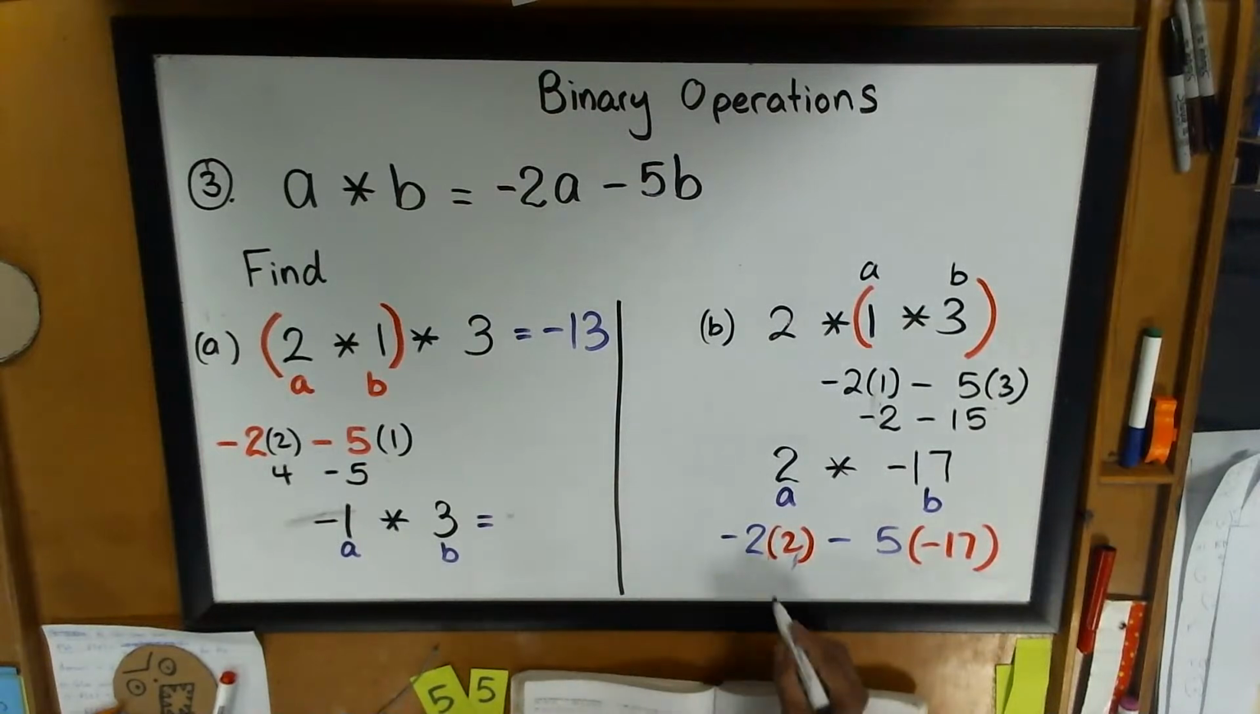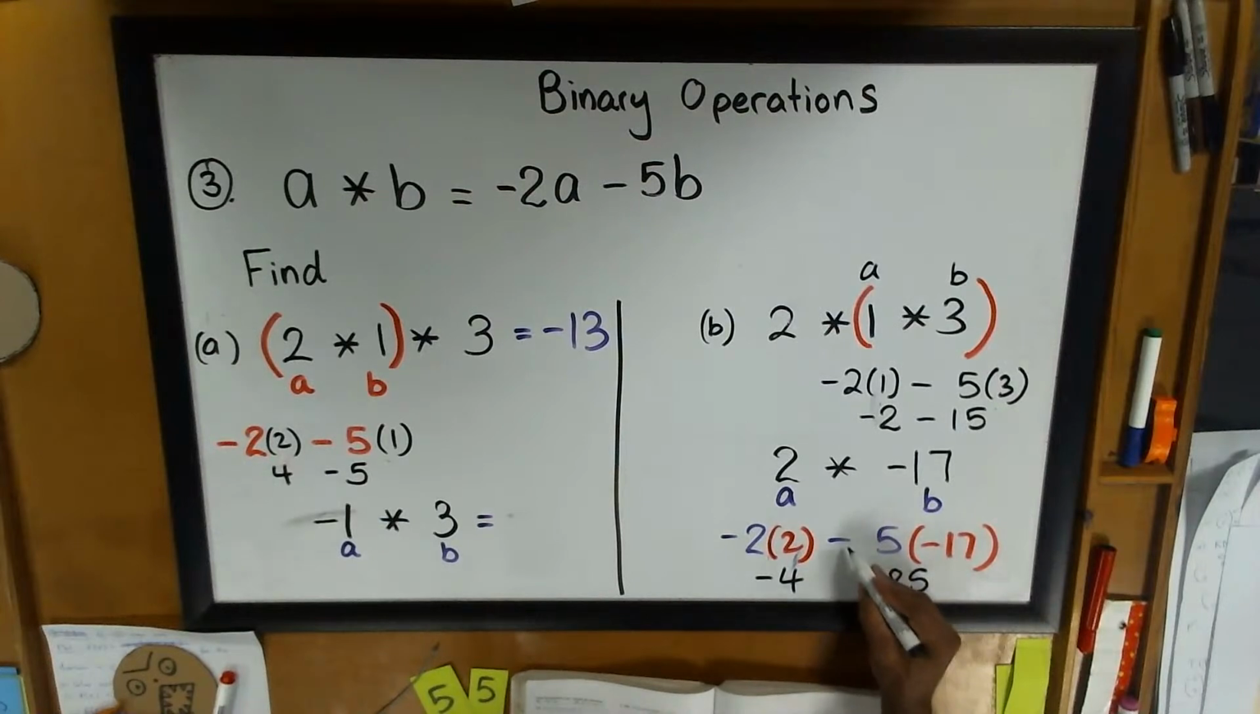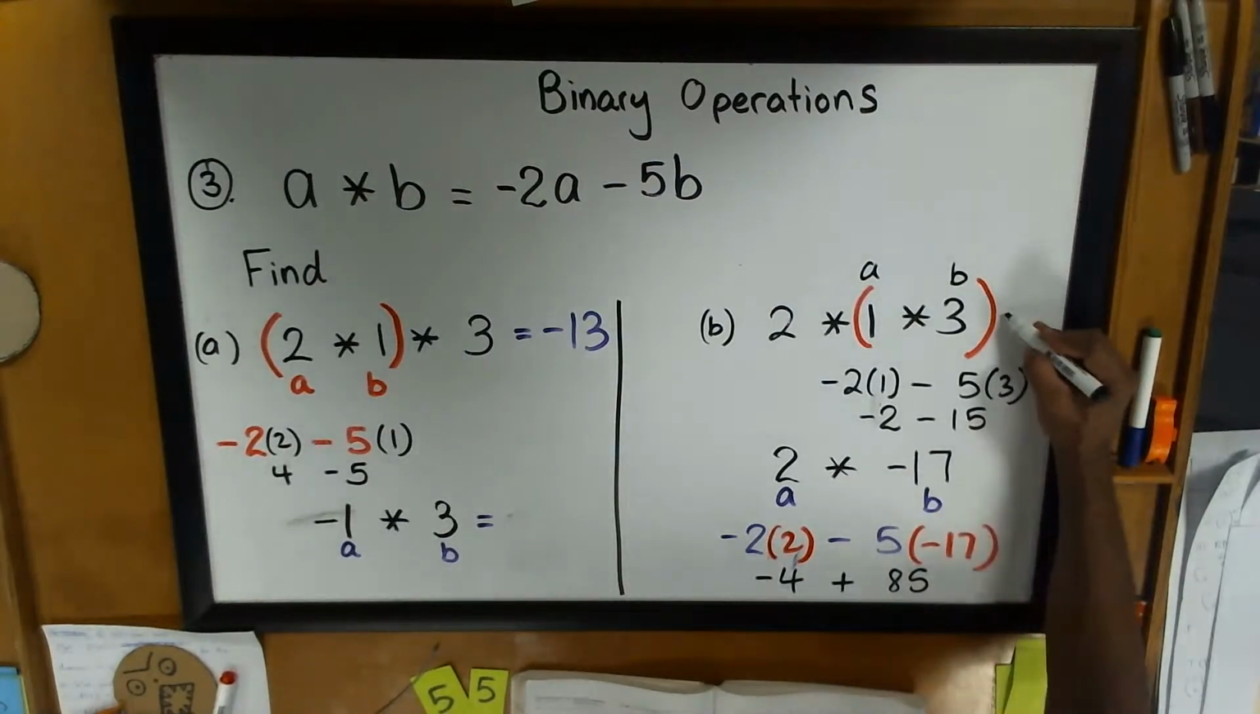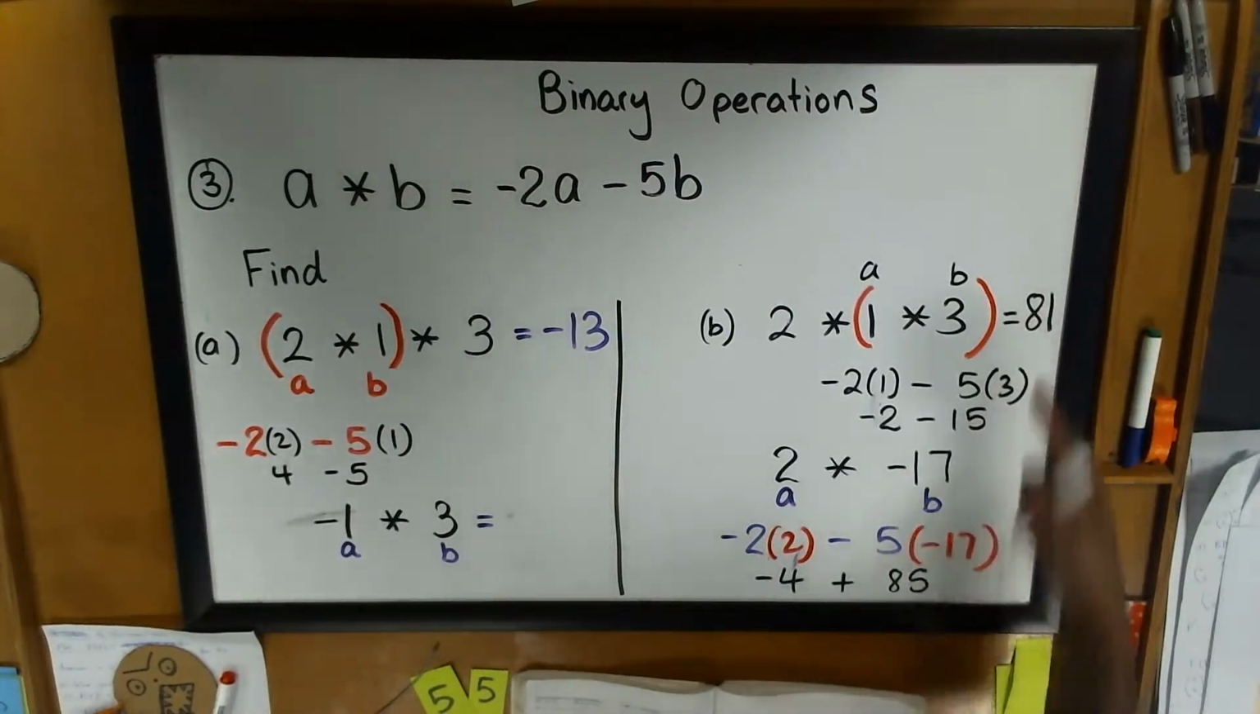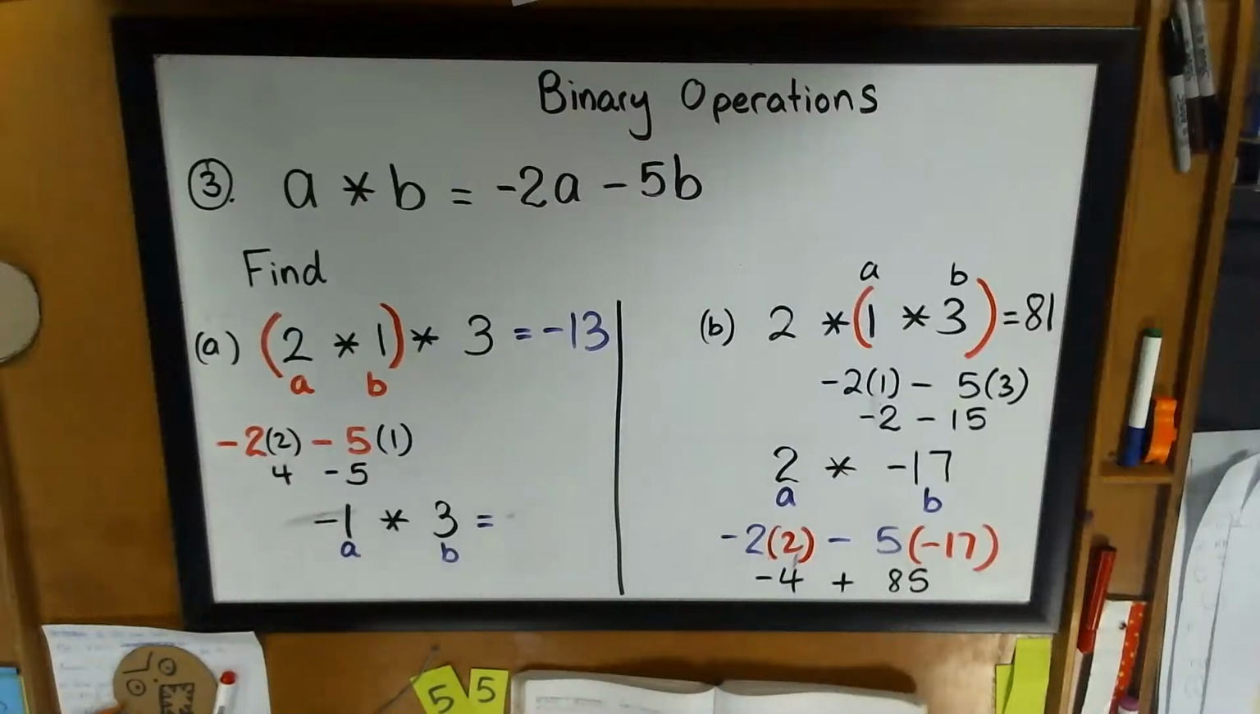I need my calculator here today. Minus 2 by 2 is minus 4. But this is 5 by 17, which is 85. And a minus multiplied by a minus is a plus. Minus 4 plus 85 is 81. That's the final answer there, guys, for that one.